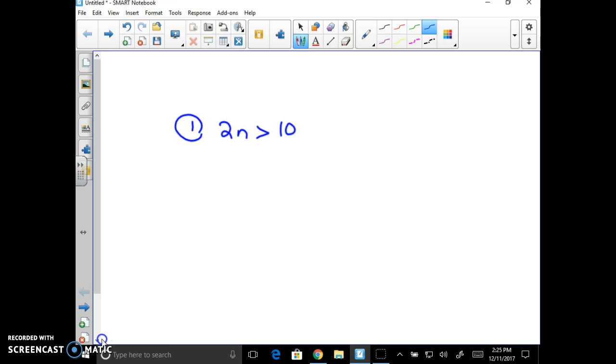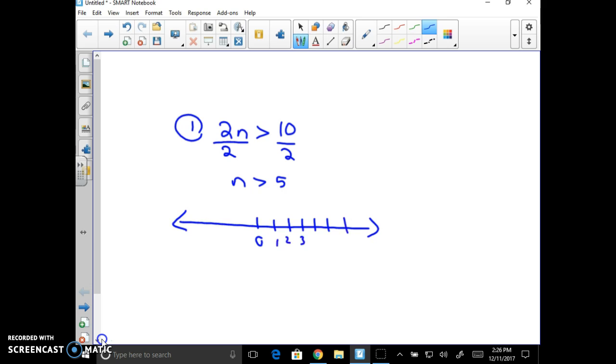So just like the equations, you want to get n by itself. So you're going to divide both sides by 2, and n is greater than 5. Okay, on the number line, 1, 2, 3, 4, 5, 6. Okay, because this is a greater than and not equal to, we're going to have an open circle.